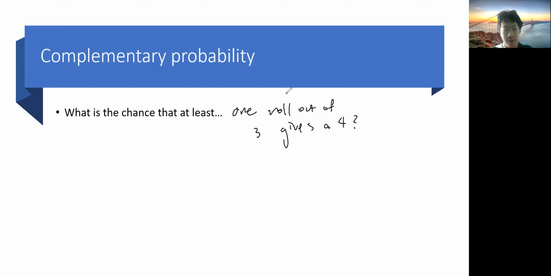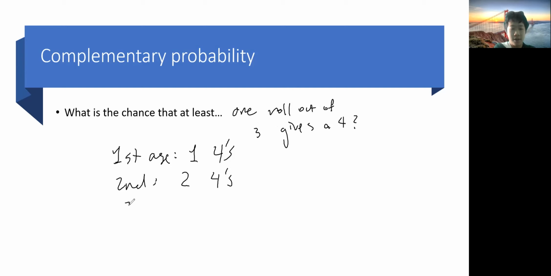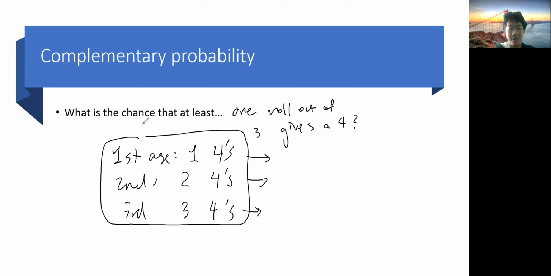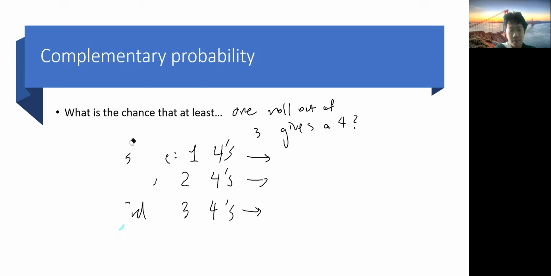So how do you solve this? There are actually 2 ways. The first way you can solve is casework. The first case is that you get exactly 1 four. The second case is you get exactly 2 fours. The third case is you get exactly 3 fours. If you calculate the probability for each of these and add them together, you'll get the answer. But you've got to do 3 cases here, which is a lot of work. You could do that, but the smarter way to do it is actually complementary probability.